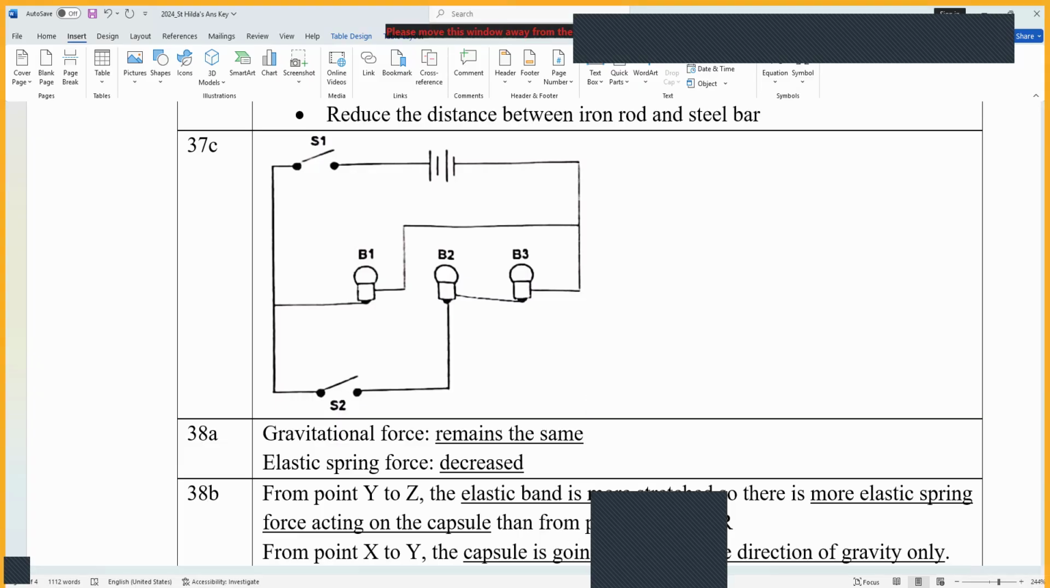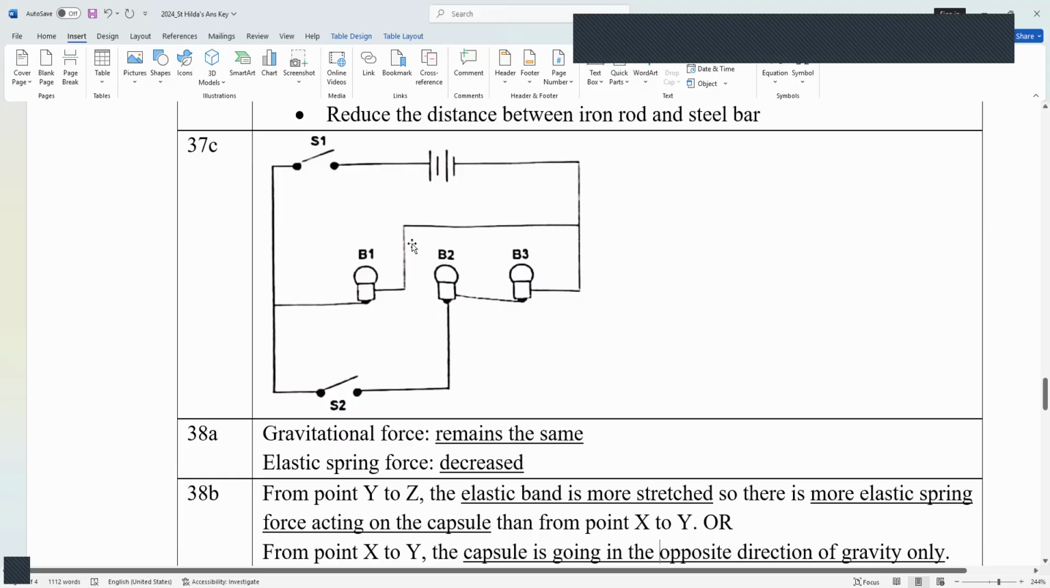Then when both are closed, B2 and B3 are dimmer. Because you see here, when you close both, B1 actually is independent. That means these two batteries are lighting up B1. But because B2 and B3 are connected in series, they are sharing the current from this battery over here. So this is the answer for this question.